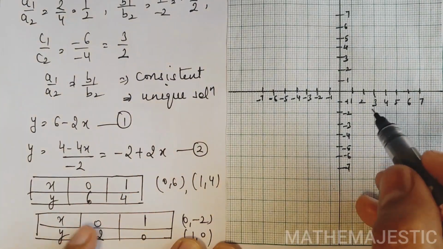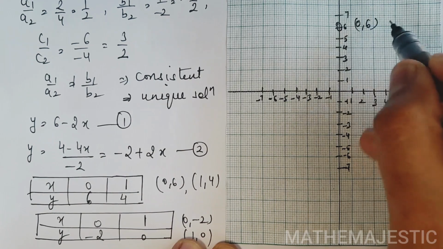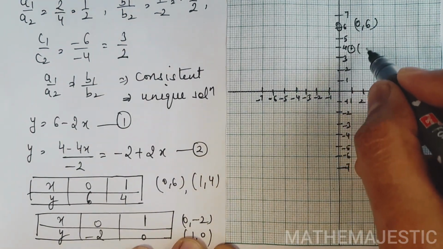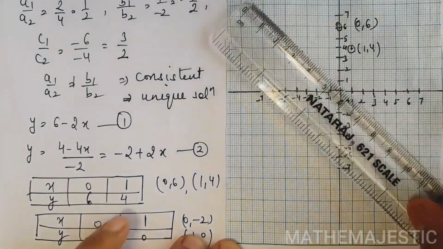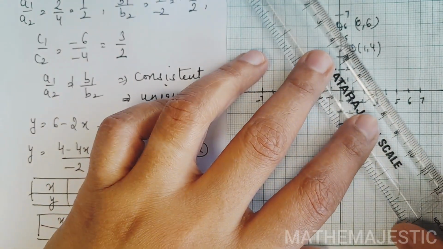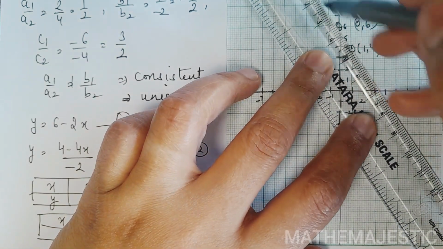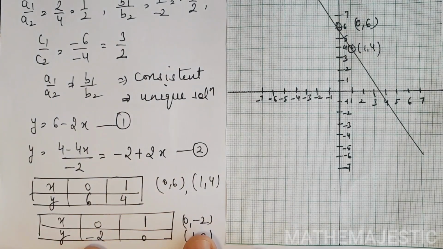So if x is 0, then y is 6. So this is the point x 0, y 6. If x is 1, then y is 4. This is the point 1, 4. So if you draw a line passing through these 2 points, you will find the line like this. Like this.